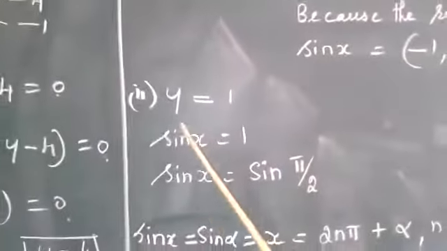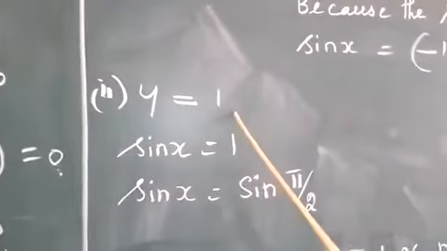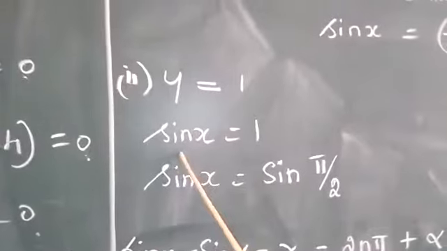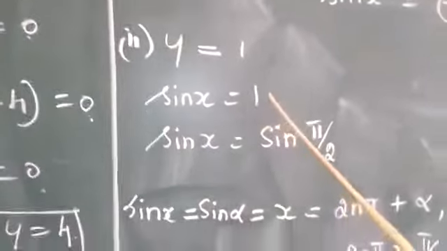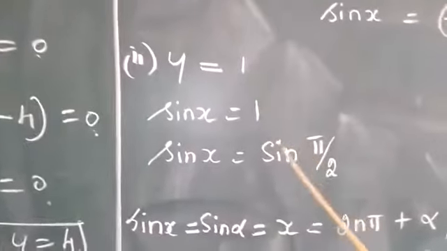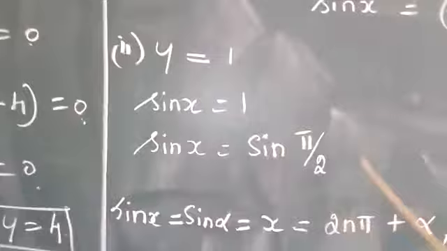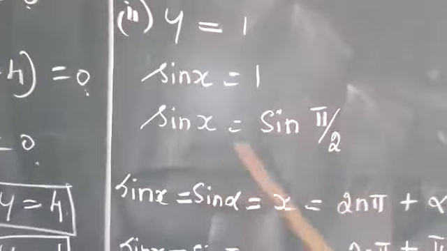Now coming to the second case, we got another value y is equal to 1. Now here we are going to replace this y by sin x. So I wrote here sin x is equal to 1. Now in the place of 1, we can substitute sin pi by 2, because sin pi by 2 value is 1. So after replacing here, there is a formula for this one.